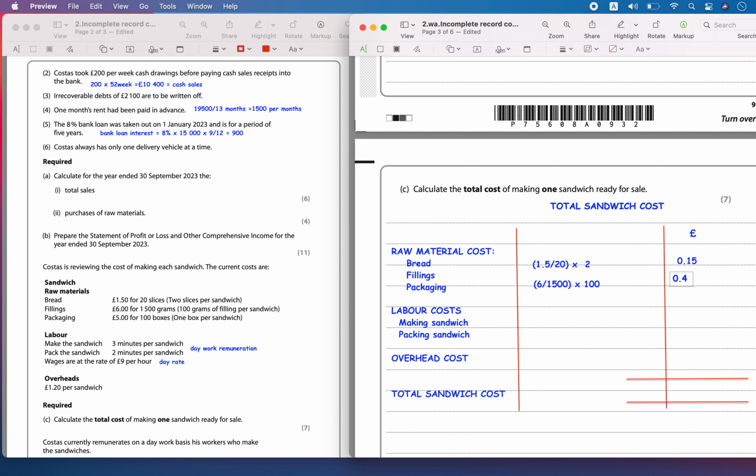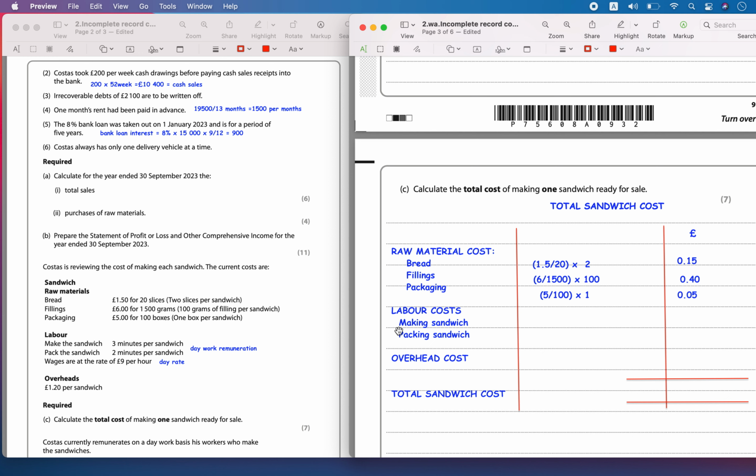Then packaging, it is 5 pounds for 100 boxes, and he requires 1 box. So what is the cost per box? It's 5 pounds divided by 100, and he requires only 1 box. So 5 divided by 100 is 0.05 pounds.